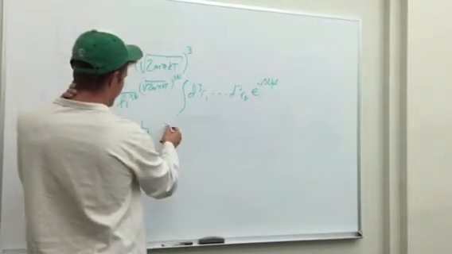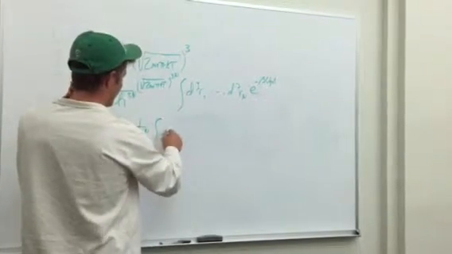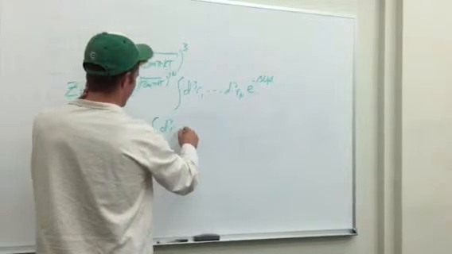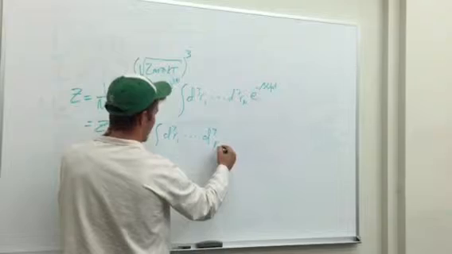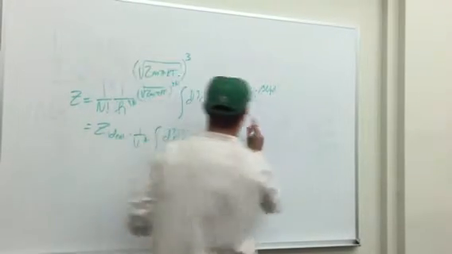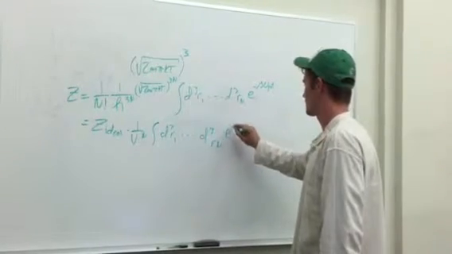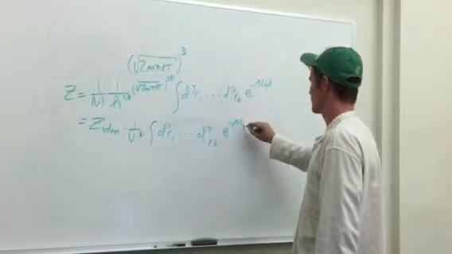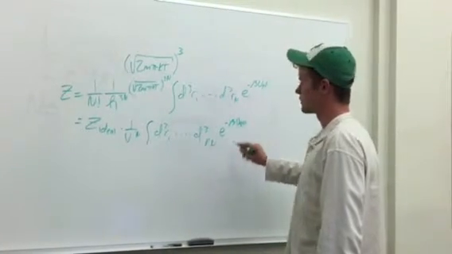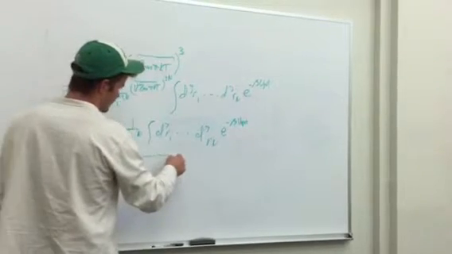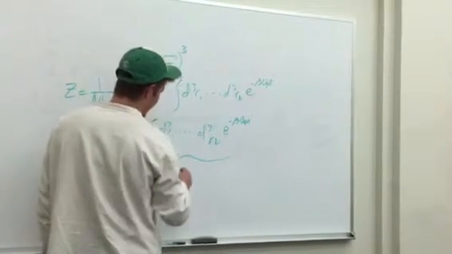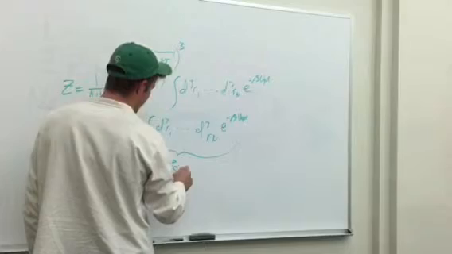And then that is also times this whole thing, which is just the integral d3r1 through d3rN. And then we have this potential again. So basically the only thing that we don't really have yet is this right here, and we'll just call that ZC.